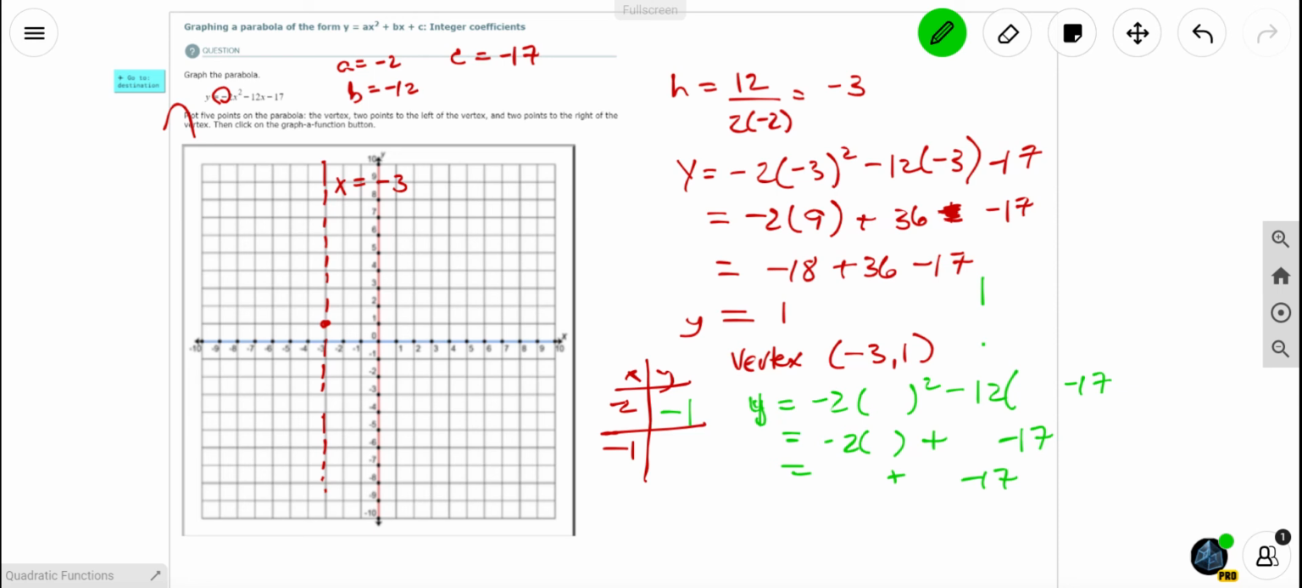Okay, so there we go. We're here. So I'm going to plug in a -1, -1. I'm going to get 1. I'm going to get a -2. I'm going to get a positive 12. -2 plus 12 is positive 10, minus 17 is -7. Okay, so we have -2, -1, and -1, -7 down here, okay?